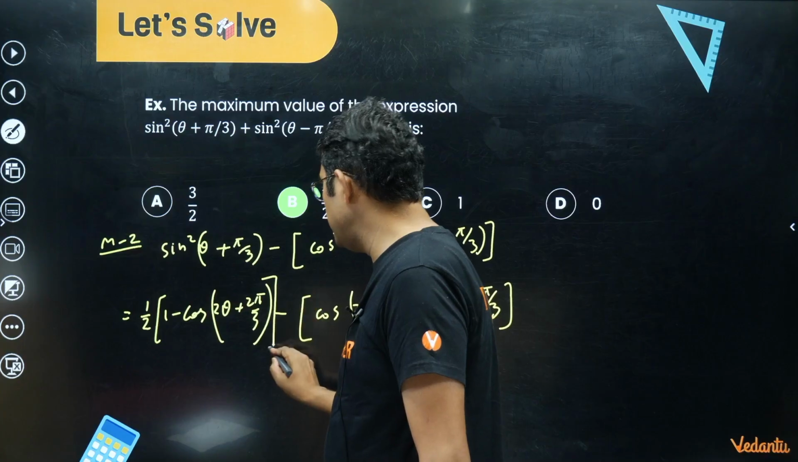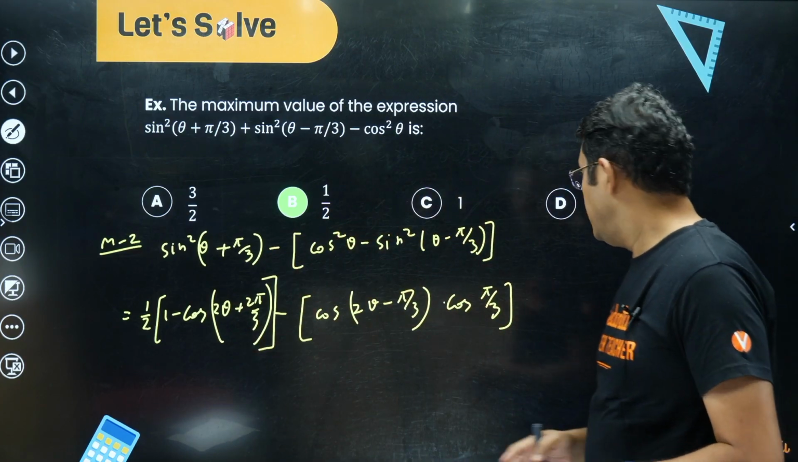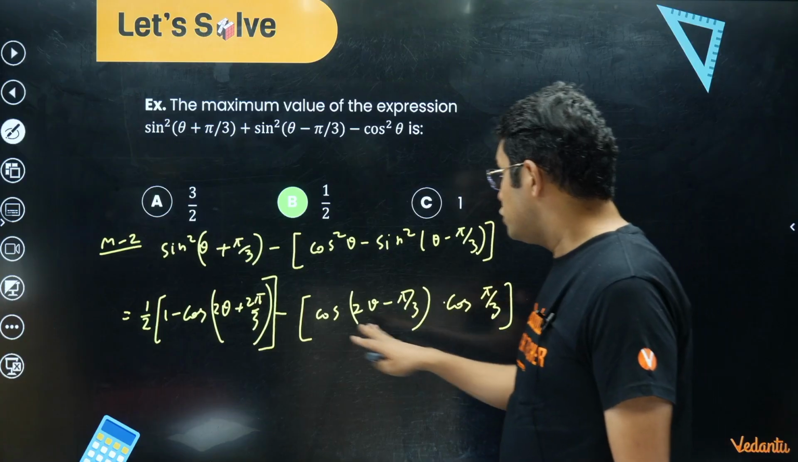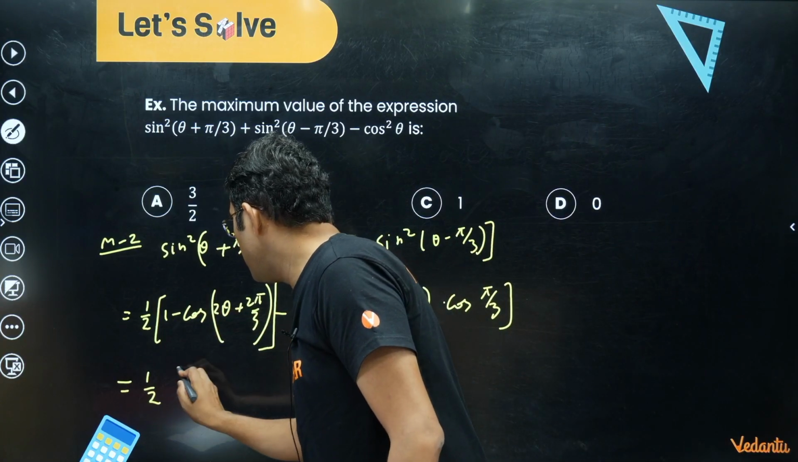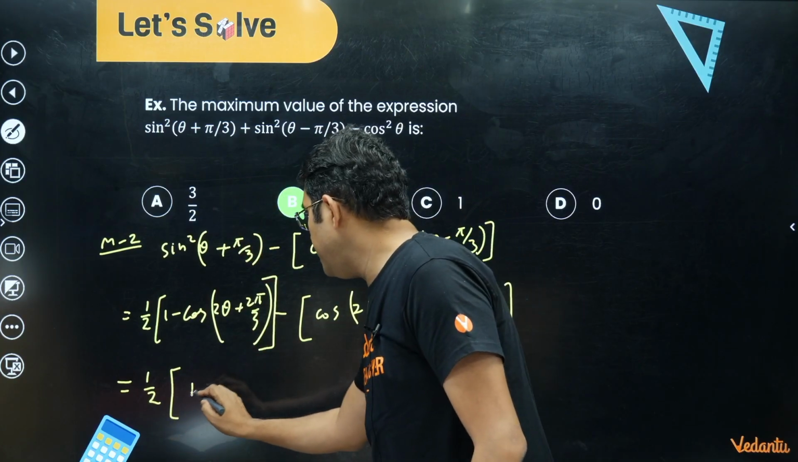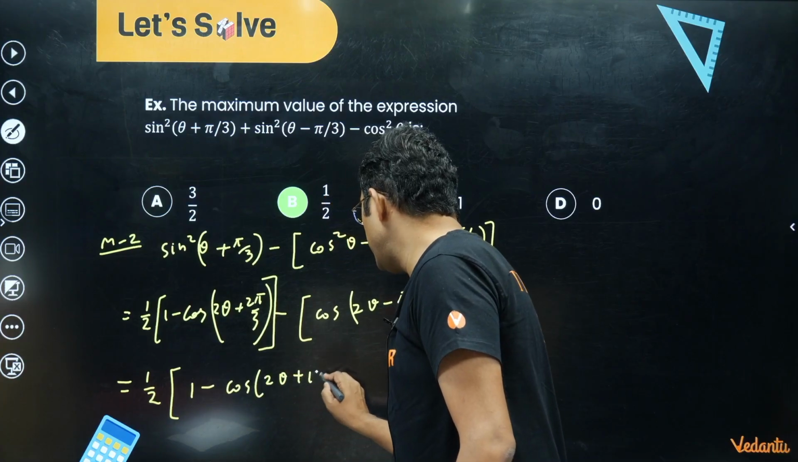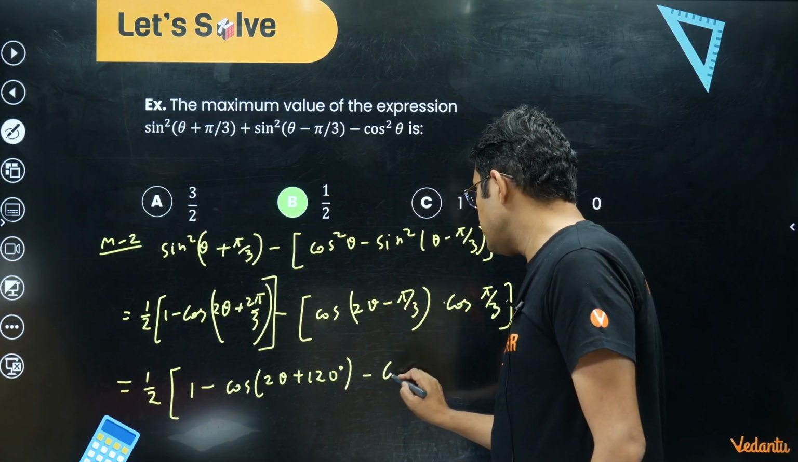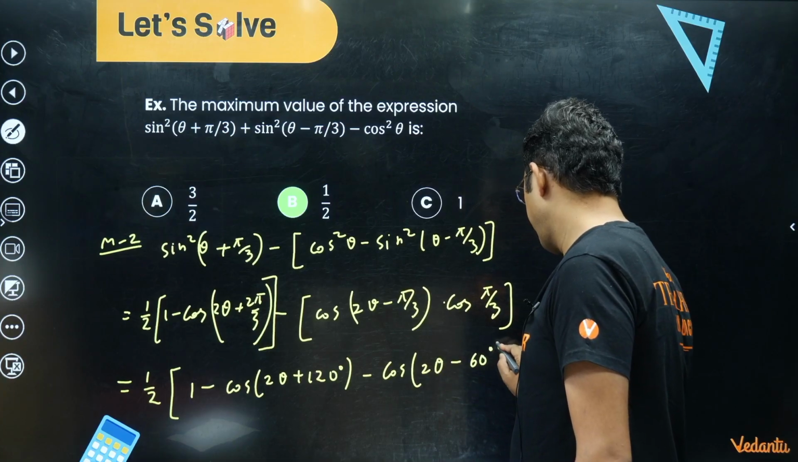1 minus cos 2 theta, basically sine square theta. Okay, now you can check what are the things we are getting. Cos pi by 3 is 1 upon 2. So I can take 1 upon 2 common from the entire thing. We are getting 1 here minus cos of 2 theta plus 120 degree. I am writing it to explain you better, and minus cos of 2 theta minus 60 degree here.